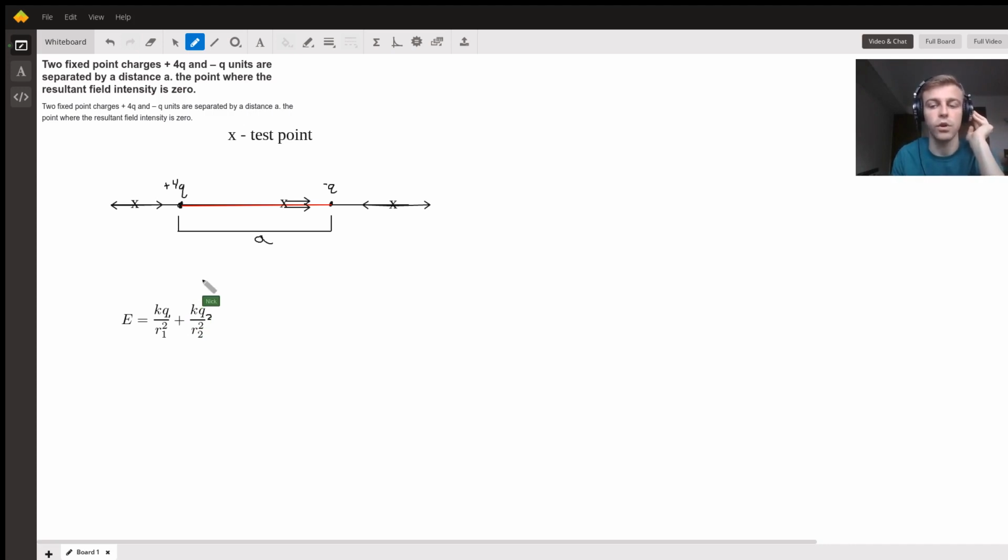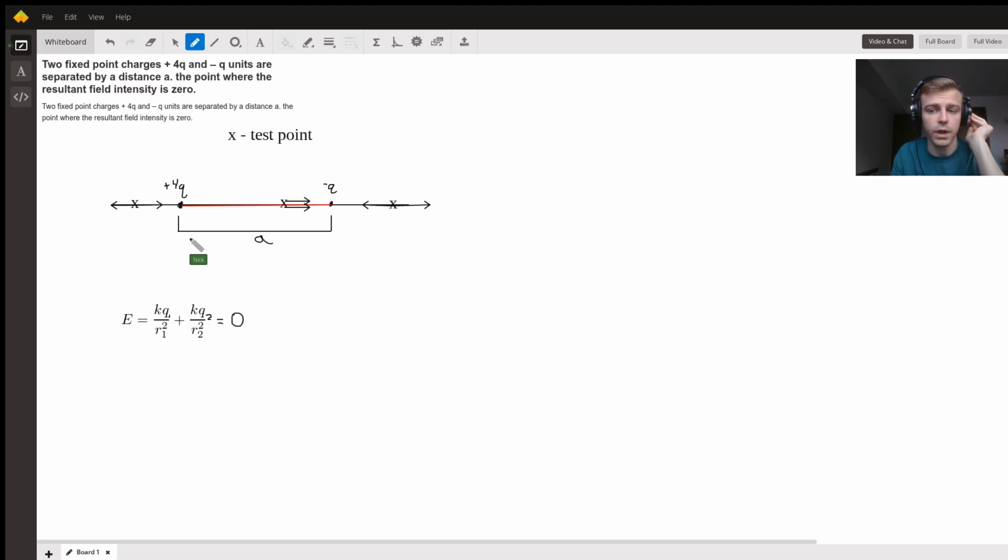We don't know exactly where it is, but we're going to have to generalize it with one variable so we can solve it. And we want that to equal 0. Now, I drew the scenario here. We have a +4Q charge and a negative Q charge. And then we have this distance of A separating them, which is indicated by the red.